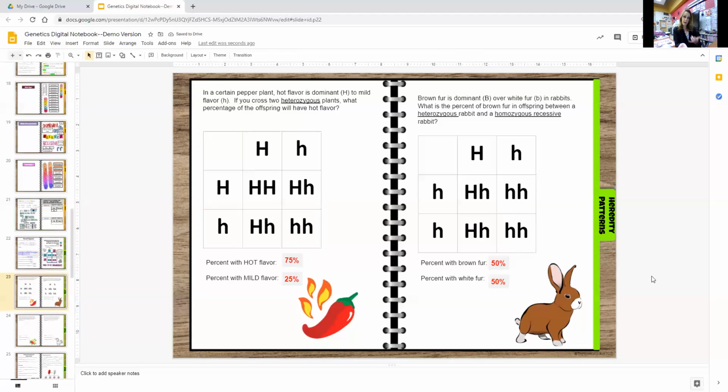So I would expect that out of a litter of rabbits between these two parents, 50% of them would be brown, 50% of them would be white. Doesn't matter how many rabbits. If they had 20 rabbits, I would expect 10 of them to be brown, 10 of them to be white.